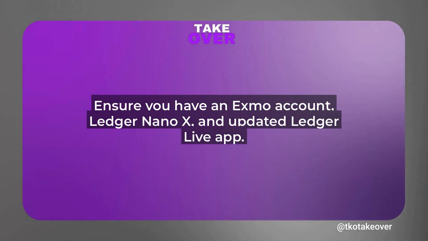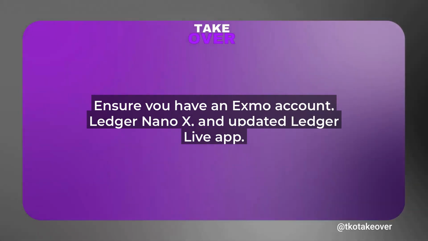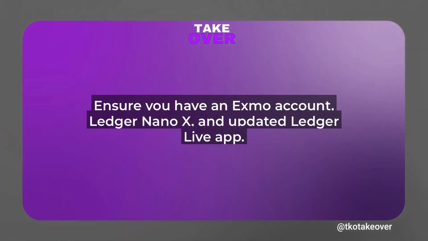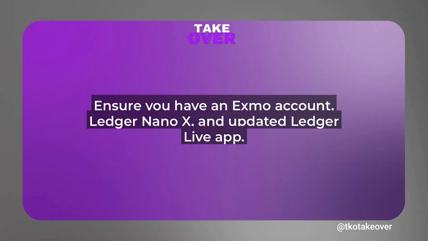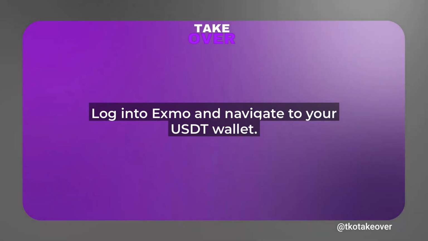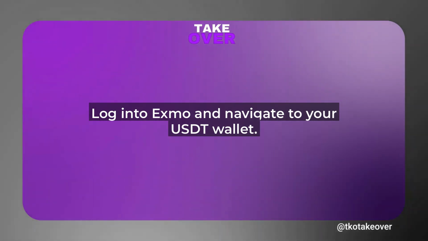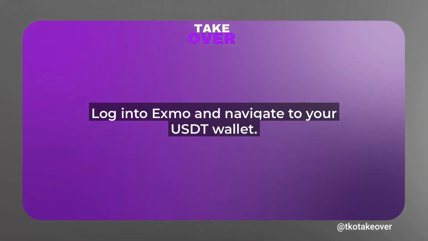Let's get started. First things first, make sure you have everything set up. You'll need an Exmo account with USDT in it, your Ledger Nano X device fully updated with the latest firmware, and the Ledger Live app installed on your computer. If you haven't already, connect your Ledger Nano X to your computer and open the Ethereum app on the device, since USDT is an ERC20 token.